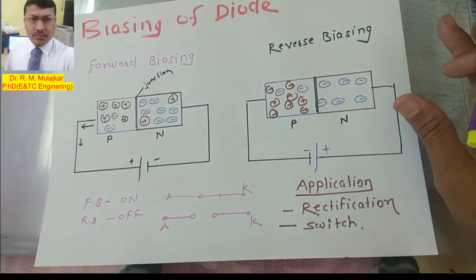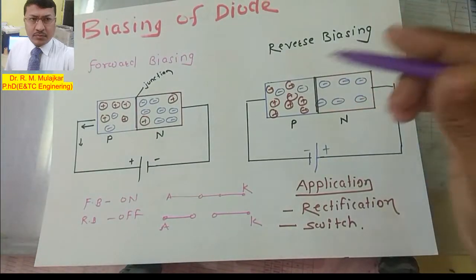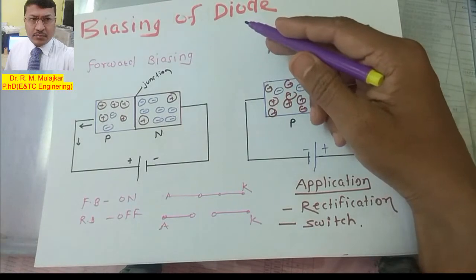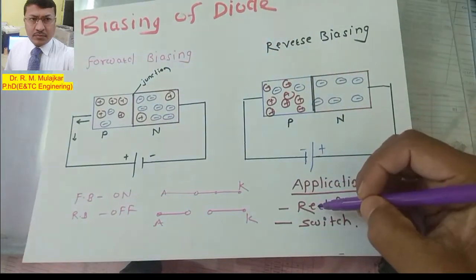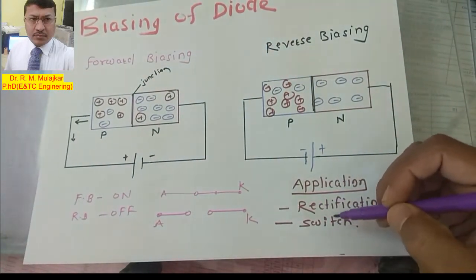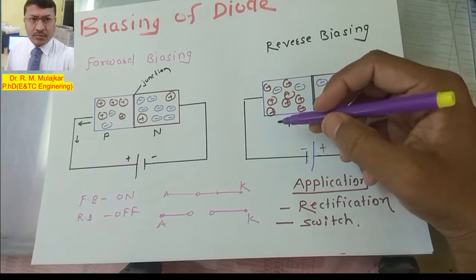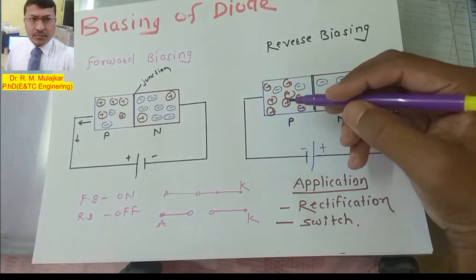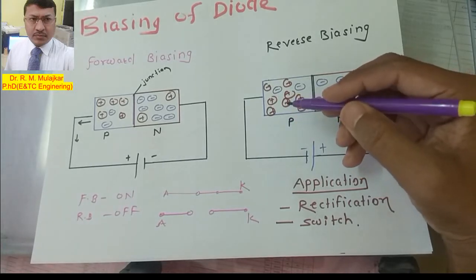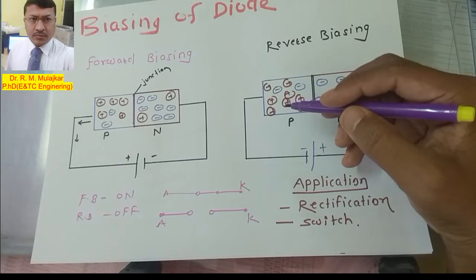Now let us see the working of this diode. The diode is an important component used in electronics, because the main applications of diodes are rectification and switching. Rectification is the process in which we rectify input AC signals, that is, convert AC to pulsated DC.